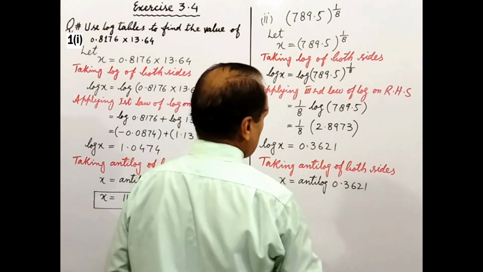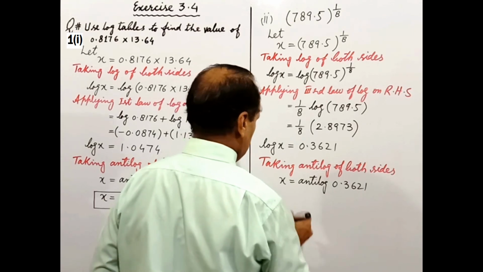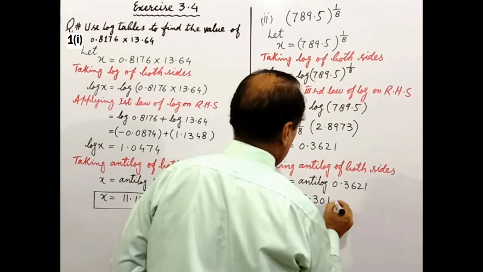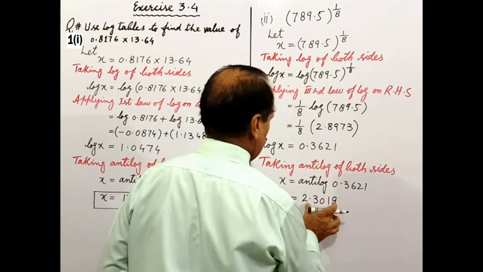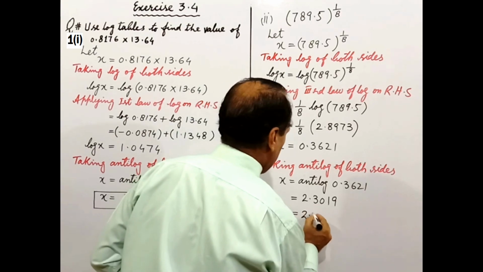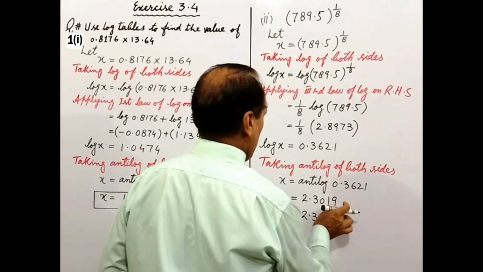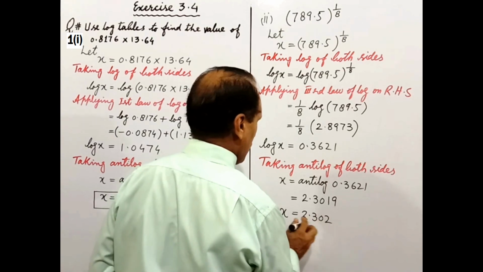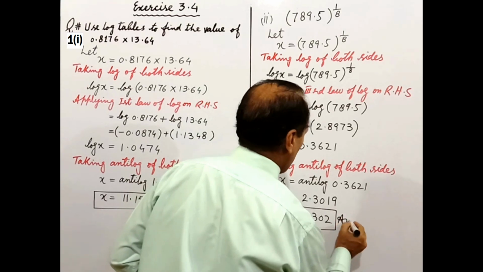Using the calculator, we press shift log 0.3621 and we have the answer, that is 2.3019. As we are required to write the first 4 significant digits and the fifth digit is quite near to rounding, we round that value to 2.302. Generally we do not require this. This 19 is nearly equal to 20, so we write 2.302 here, and that's it for part 2 of question number 1.